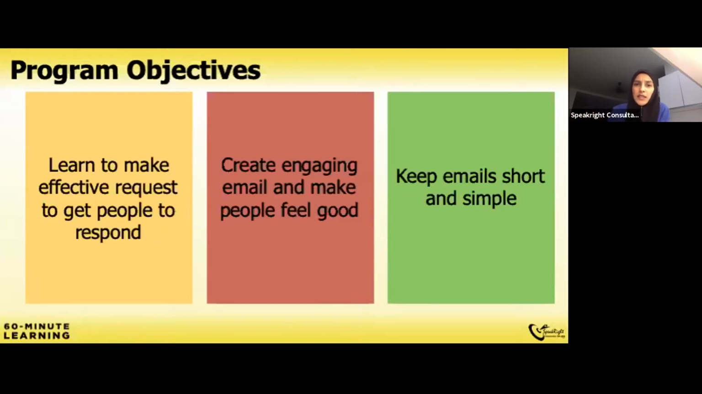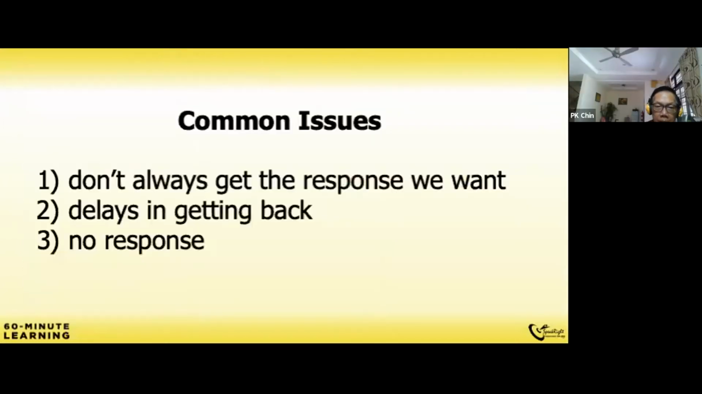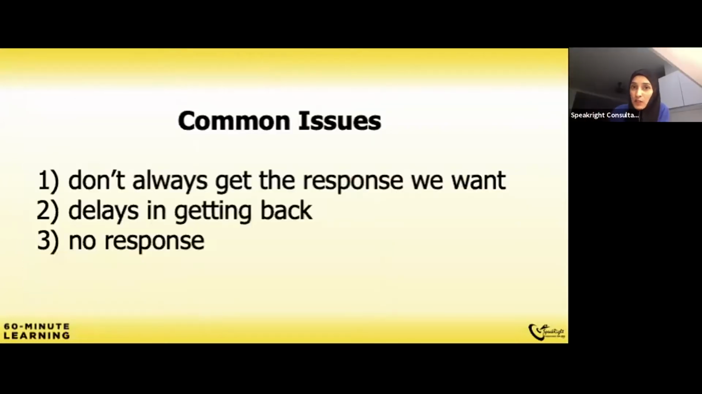So this brings us to this question: what are the common issues that we face when we send emails to people? The first one, it's either we don't always get the response we want. It happens to me, it happens to almost everyone, all right? Or there are delays in getting back from the receiver. Perhaps the receiver gets back after a week or maybe 2 weeks, that's even worse, or no response at all. These are the situations that most of us face.